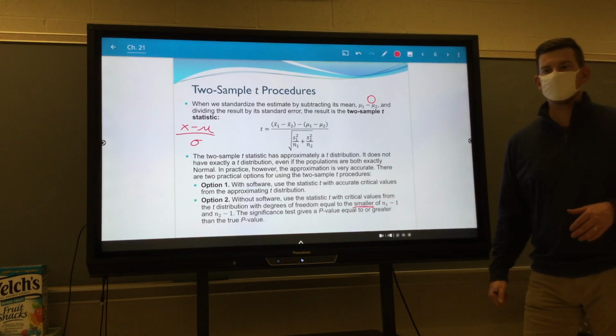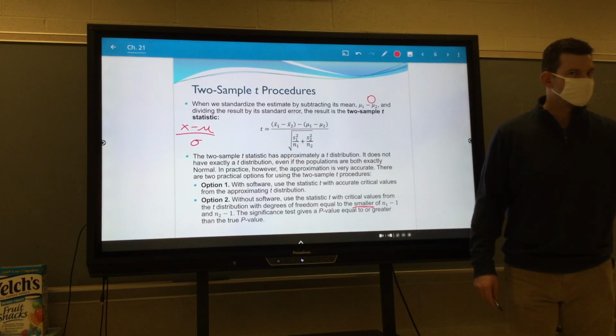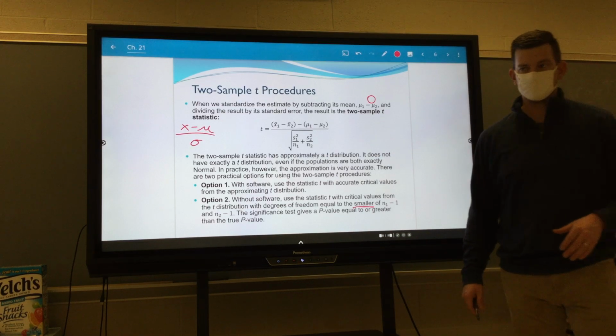So if you had a sample of size 30 and a sample of size 20, you would go with the sample size of 20, 20 minus 1, 19 degrees of freedom.